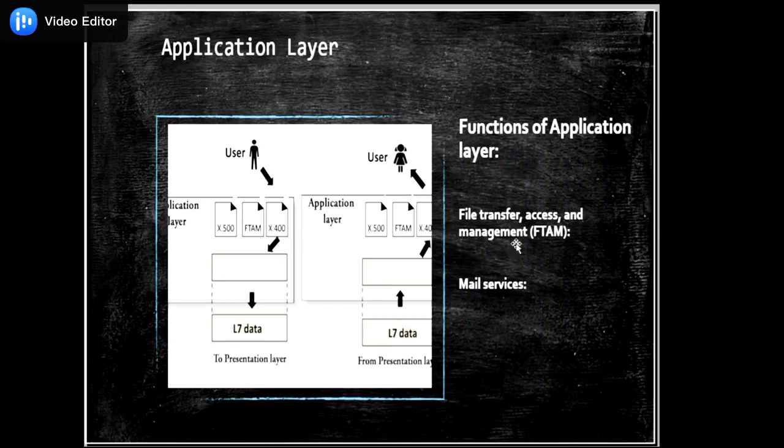mail services, directory services. File transfer access and management: an application allows a user to access files in a remote computer, to retrieve files from a computer and manage the files in a remote computer. Then mail services: the application layer provides the facility for email forwarding and storage. Directory services: an application provides distributed database sources, used to provide global information about various objects.